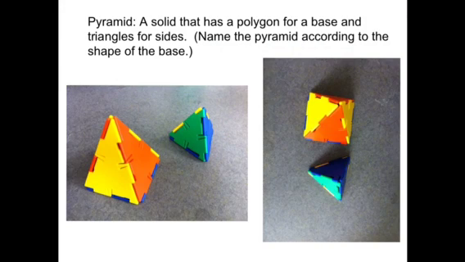Another type of solid we could have is a pyramid, and that's just a solid that has a polygon for a base and triangles for sides. And we name these pyramids just like our prisms, based on the type of base it has. So this shape here would be a triangular pyramid, and it's also illustrated here. And this would be a square pyramid, illustrated here. This first one also has a special name. It's called a tetrahedron.